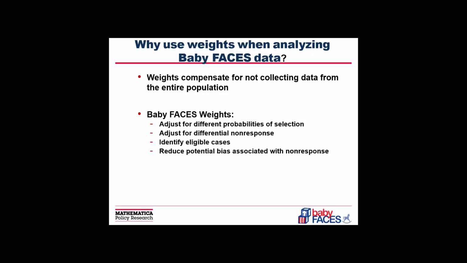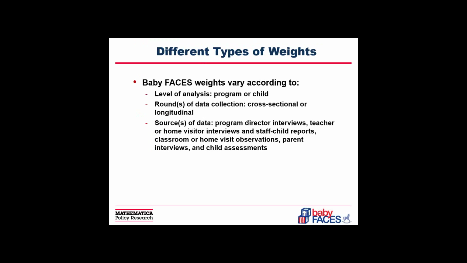Since Baby Faces is designed to produce national estimates, it is important to use weights in order to adjust for probabilities of selection, adjust for non-response, identify eligible cases, and reduce potential bias. Baby Faces weights vary according to level of analysis, round of data, and source of data. Chapter 2 of the Baby Faces User's Guide describes the process used to create the weights and provides 3 tables designed to help you choose the correct weight. The first table lists the cross-sectional weights, the second longitudinal weights, and the third other weights, such as weights for the exit interview data and for the family services tracking data.